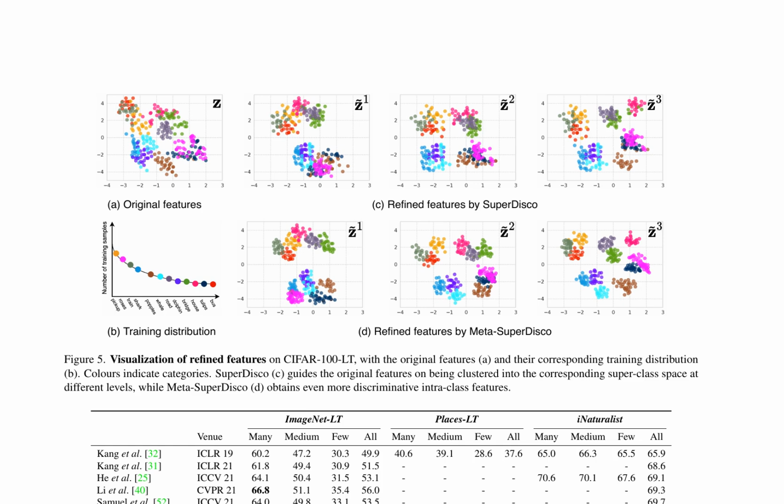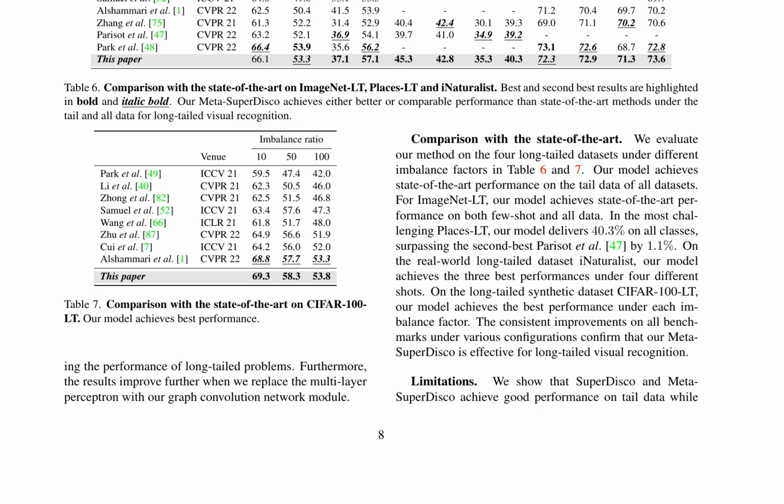that Meta SuperDisco achieves either better or comparable performance than state-of-the-art methods under the tail and all data for long-tailed visual recognition, Table 6. In Table 7, the authors compare their method with state-of-the-art methods on CIFAR100LT, where their model achieves the best performance under each imbalance factor. The authors highlight that their Meta SuperDisco model achieves state-of-the-art performance on the tail data of all datasets, and improves further when replacing the multi-layer perceptron with their graph convolution network module.